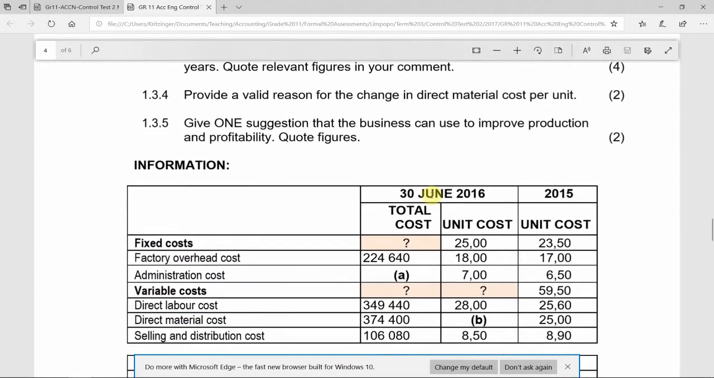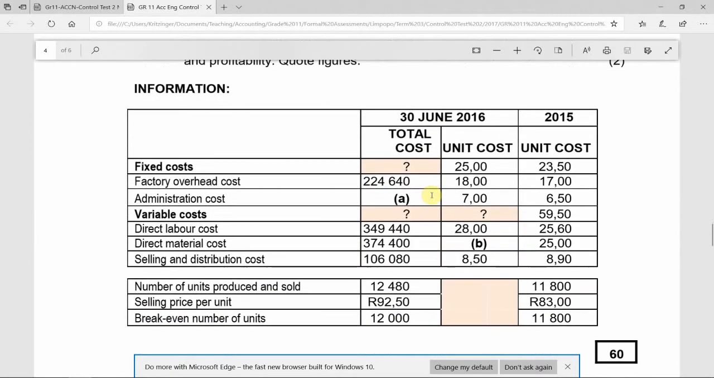So in the information, let's see what we have there. We have 30 June 2016, this financial year, as well as 2015, the previous one. We have total costs for this financial year. We have unit costs as well for this financial year versus the previous financial year. We also have the number of units produced and sold, the selling price per unit, and the break-even number of units for both 2016 and 2015.